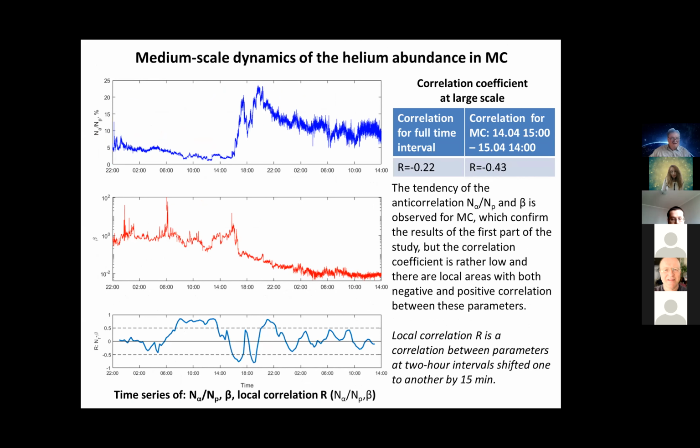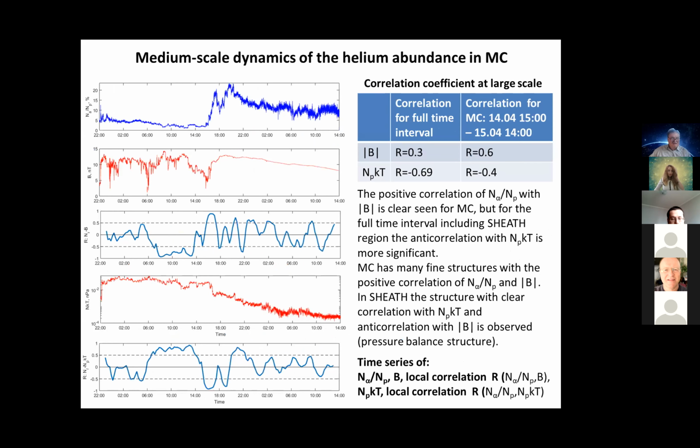In the figure, the tendency of anticorrelation between helium abundance and the beta parameter can be seen for the magnetic cloud, which confirms the result of the first part of the study. But there are also areas with both negative and positive correlation between these parameters. This slide shows a similar figure for magnetic field magnitude and thermal pressure. The positive correlation of helium abundance with magnetic field is clearly seen for the magnetic cloud, but for the full time interval, including the sheath region, the anticorrelation with thermal pressure is more significant.